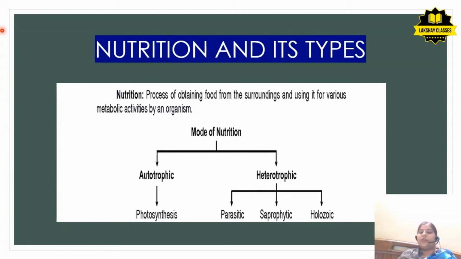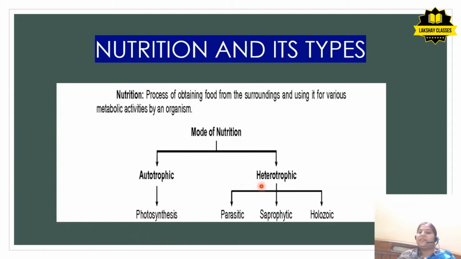So basically, nutrition is of two types. Mainly, they are categorized as autotrophic nutrition and heterotrophic nutrition. Auto means self and trophic means nutrition. So autotrophic nutrition is self-nutrition. That is, the organism prepares its food with the help of inorganic materials. This type of nutrition is followed by green plants. They prepare their own food by the process of photosynthesis.